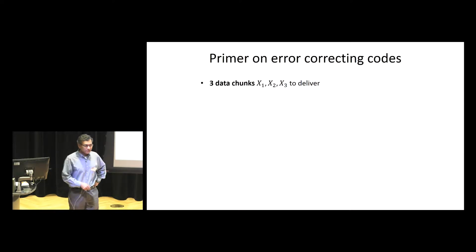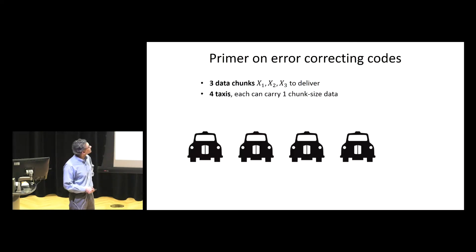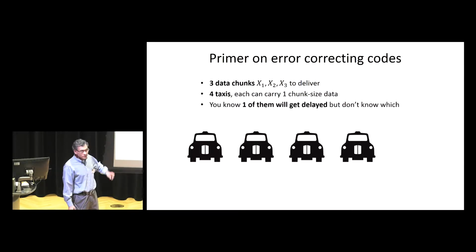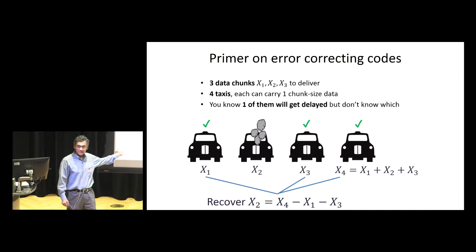Here's a primer on error-correcting codes for all those who are not familiar with them. I don't think there's anyone, but nonetheless, if you have 3 data chunks, x1, x2, x3 to deliver, and you have 4 cabs to deliver them in, and these are your London cabs, of course, and each cab can carry only 1 chunk size data. You know that one of them is going to get delayed because of the fog. And what do you do? Well, you do the obvious. You send x1, x2, x3, and then you add a parity on the last one, so that if x2 gets delayed, you still can recover x2 by decoding the other. So this is the essence of error-correcting codes.